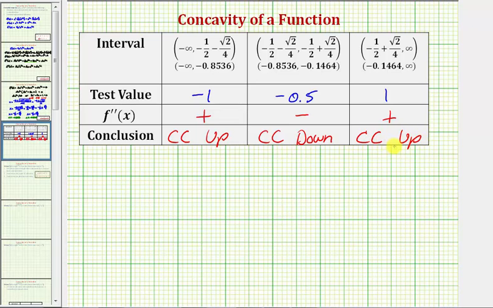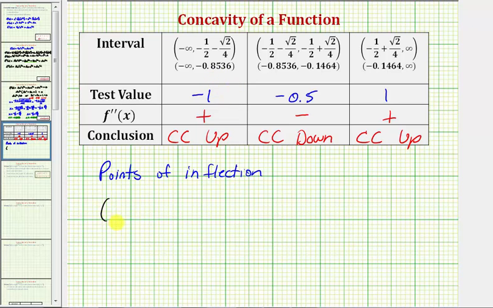And on the right, the second derivative is positive, so again, the function is concave up over the entire interval. So notice how this tells us we do have a point of inflection here at approximately negative 0.8536 because the function changes concavity at that location, and also it changes concavity at approximately negative 0.1464. So to finish the problem, we'll list the points of inflection. And we'll go and just use the decimal approximations for the points of inflection.